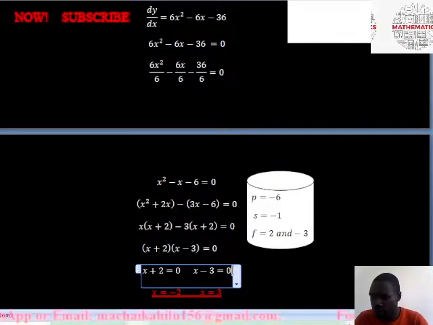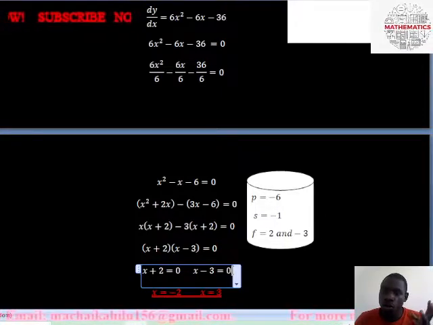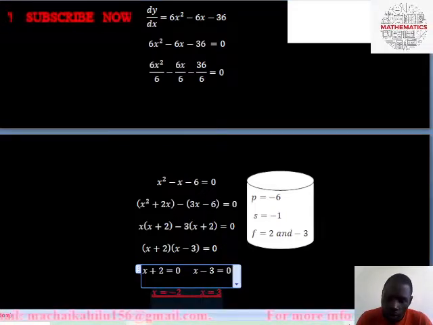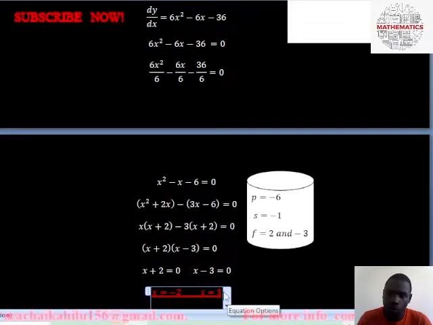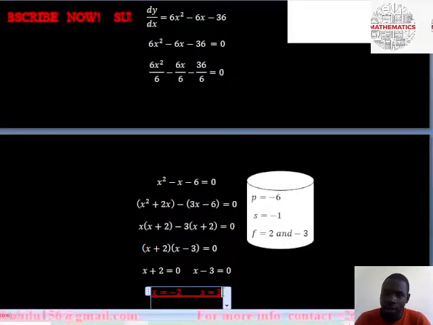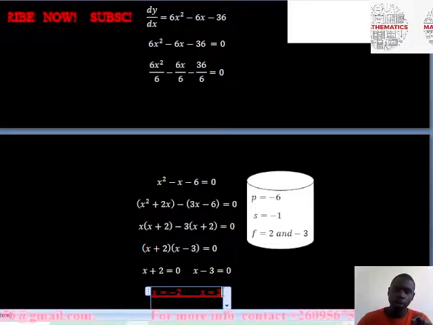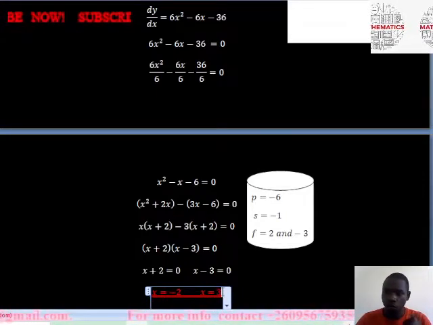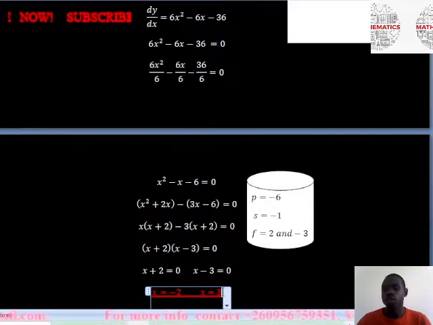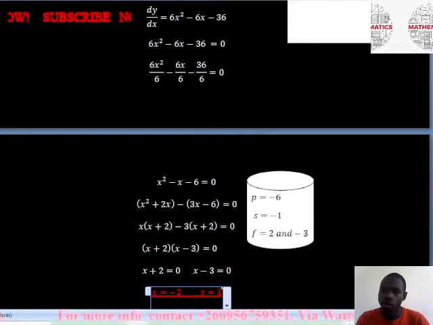So now solve for x. Where there is x plus 2, when you solve for x, it will give you negative 2. And also x minus 3 equals 0 will give you positive 3. So hence we have the values of x. All we need to do is just find the values of y. So now let's find the values of y.